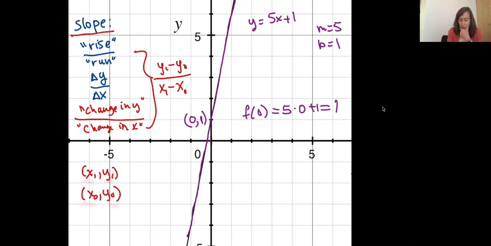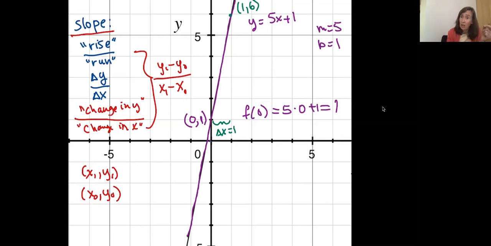And if I go 1 unit in the X direction, so this is a delta X equals 1, I'm going from X equals 0 to X equals 1. How far do I go in the Y direction? Ooh, I go a long ways. I go from 1 here all the way up to 6. So another point on the line is X equals 1, Y equals 6.